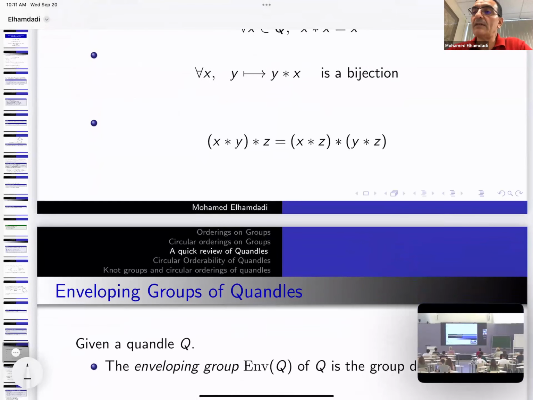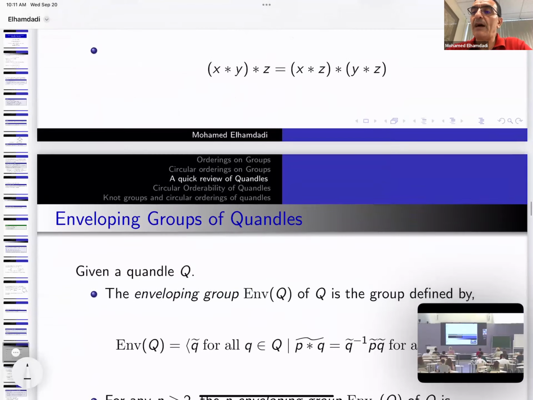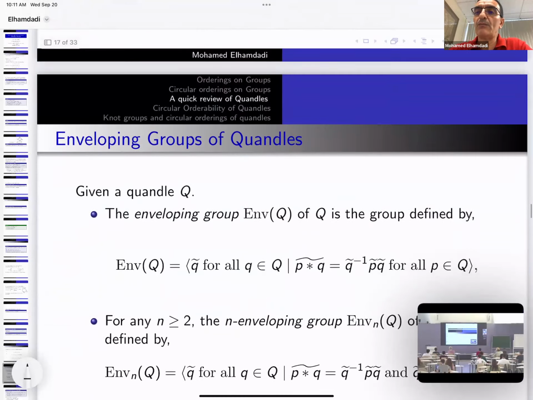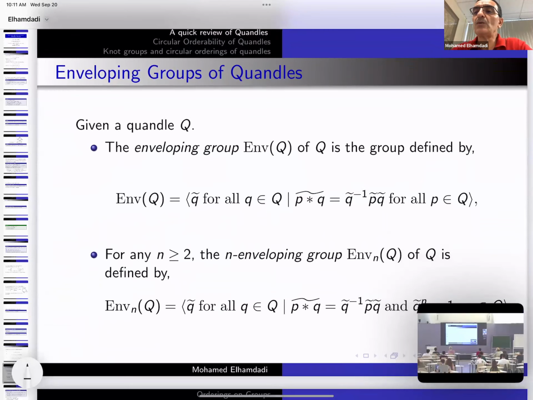When you have a quandle, you can create a group out of it. It's called the enveloping group of the quandle. You take the free group on the quandle and you quotient by the relations that force the star operation to become conjugation.